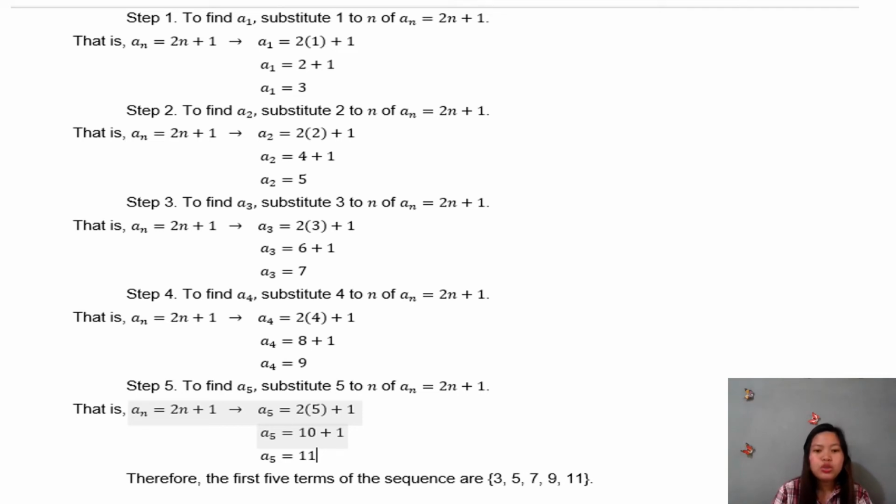Now for 4, 2 times 4 plus 1, no? 2 times 4 is 8 plus 1, that's 9. Now for 5, 2 times 5 is 10 plus 1, that's 11. So, therefore, the first 5 terms of the sequence are 3, 5, 7, 9, and 11. Again, 3, 5, 7, 9, and 11.